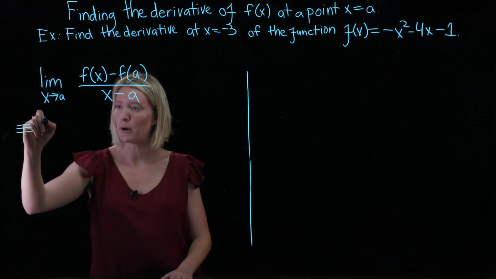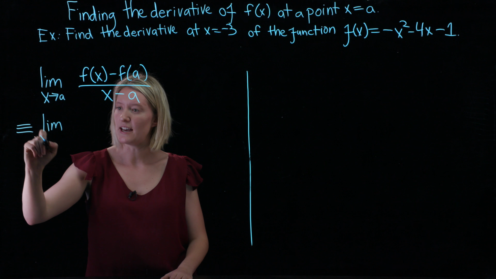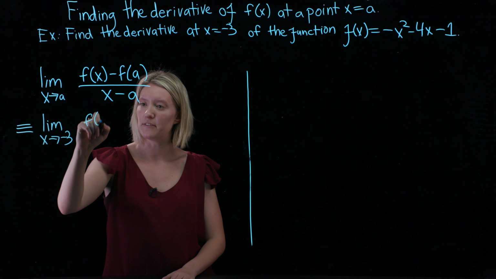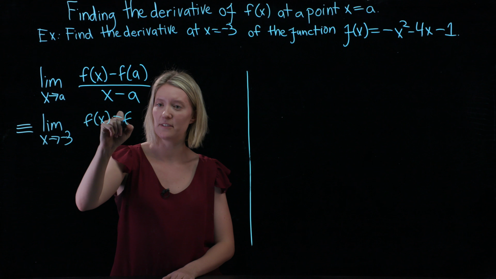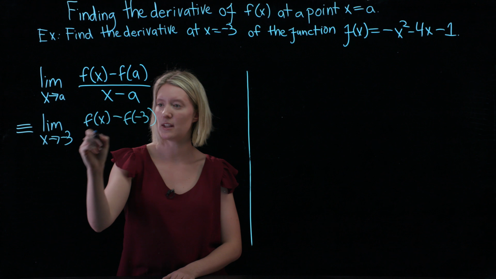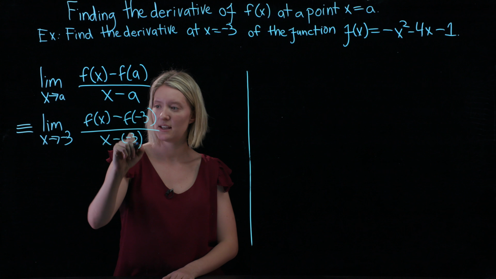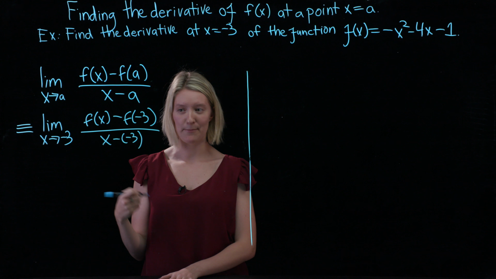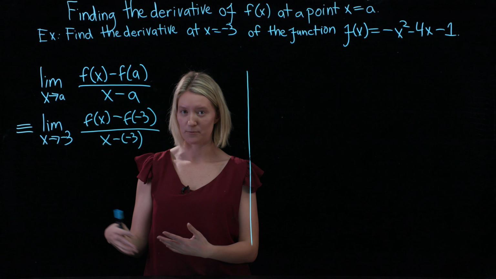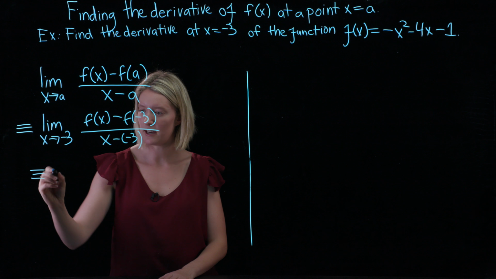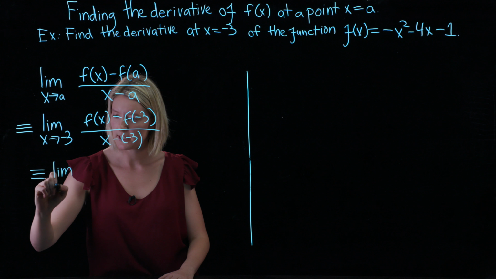So for this problem, I'm going to be taking the limit as x approaches -3 of f of x minus f of -3, and then all over x minus -3. Now, the entire time I'm taking a limit, I'm asking myself, how can I find this? My first strategy would be direct substitution. But first, let's evaluate what this limit looks like.